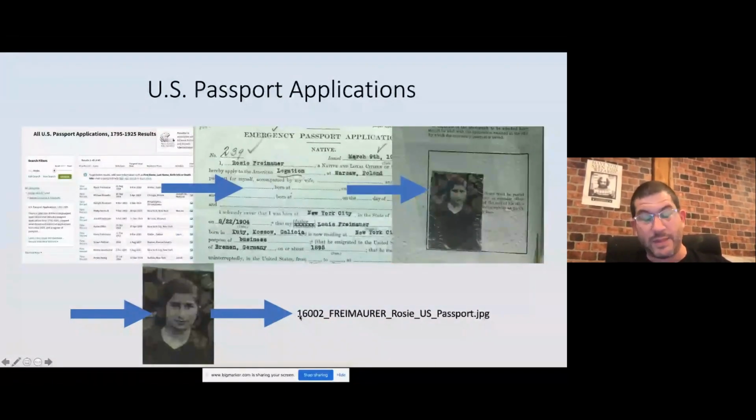I have a system that I came up with, which is the Reunion ID, then surname, given name, and then sort of where it's from. You'll notice I use underscores here, and that's purely because computers don't like spaces.